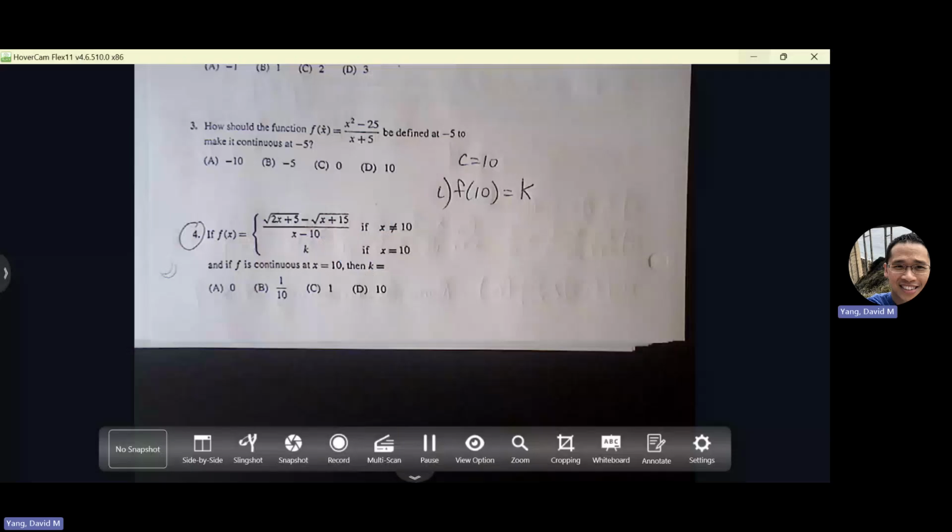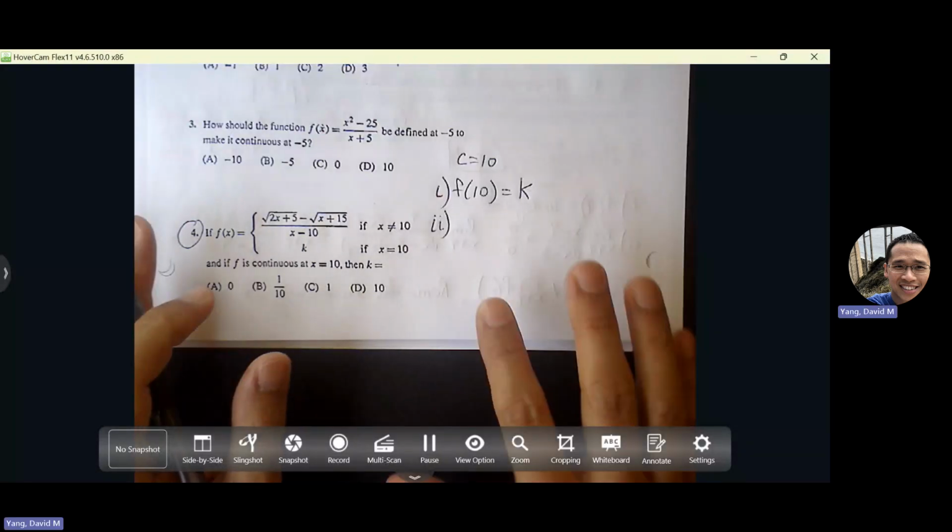If you plug 10 into the top one, you don't get it, because that piece applies when x doesn't equal 10. But when x equals 10, we need to rely on the second one. Okay, second condition is what?